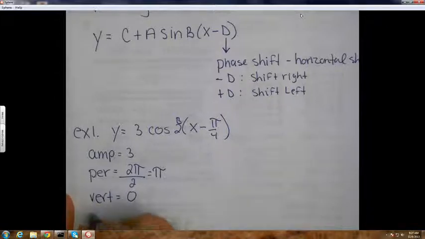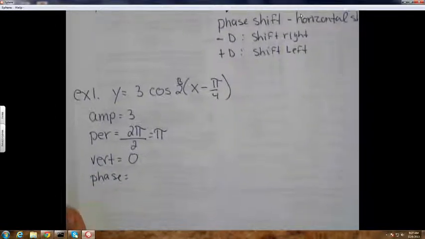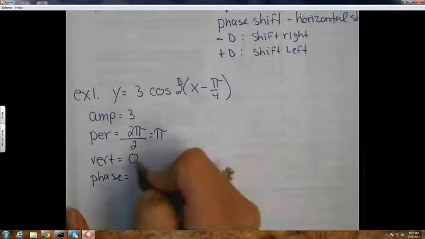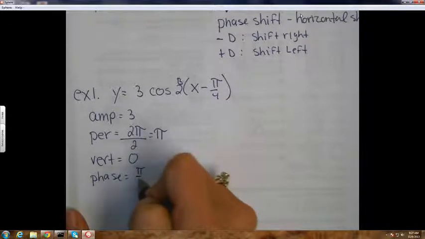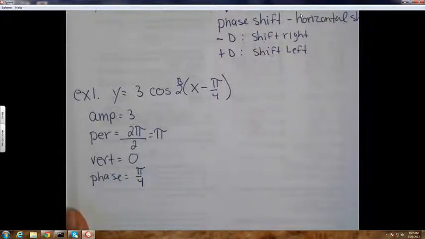Phase shift. Does it have phase shift? Yes. How much? Which direction? To the right, pi over 4. So we can just say pi over 4. Positive automatically implies right. If you put a negative, that's going to imply left. No, I think that's negative. I said it wrong.